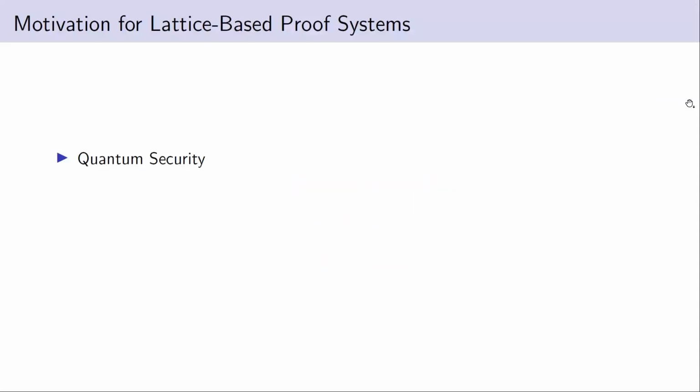So I thought I'd start with motivating why we think lattice-based proof systems are interesting and why we've been working on this for a couple of years now. Obviously, the first reason that comes to mind is quantum security, but I want to convince you that there are other reasons why lattice-based proof systems are really exciting.